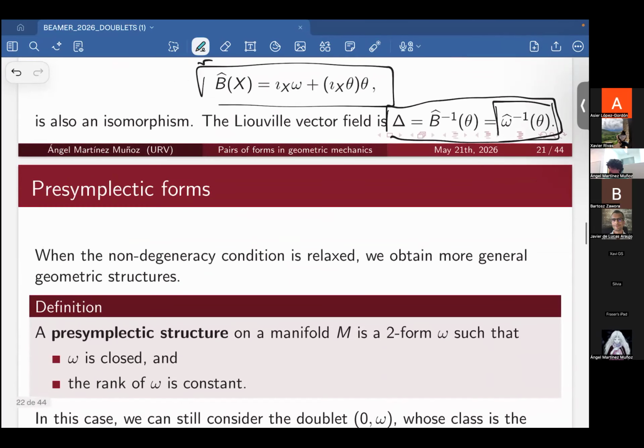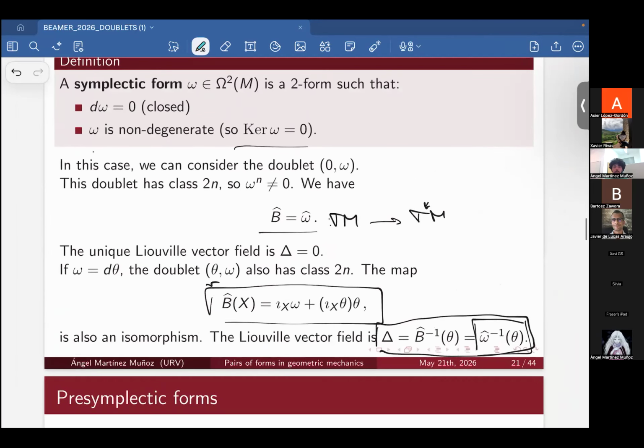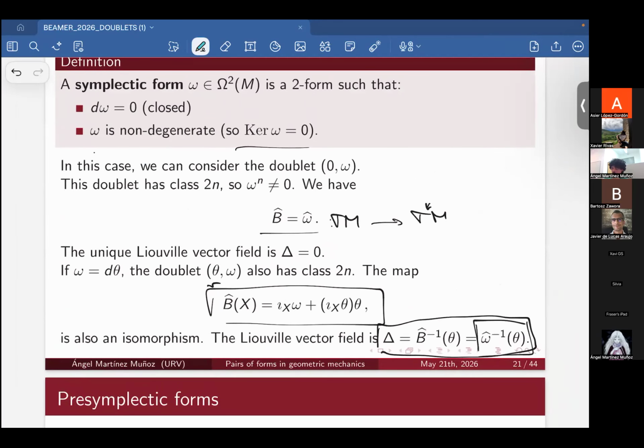By the way, sorry, Angel, a question. When you have this beta hat, it's indeed a two covariant tensor, yeah? Have you understood this just as a linear mapping? I mean, looking for the signature or things like that of it?